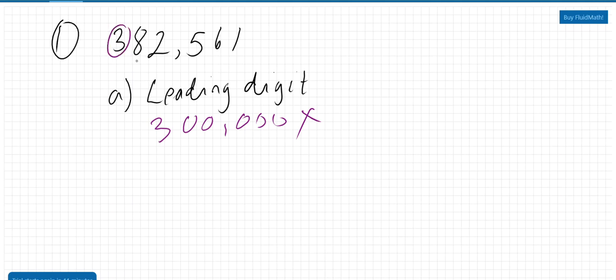The number after it is an 8. And remember, if it's 5 or more, you round up, and if it's 4 or less, you round down. With this one, because it's 8, that 3 is going to turn into a 4, or add a 1 to the 3. So the correct answer you should have had was 400,000.